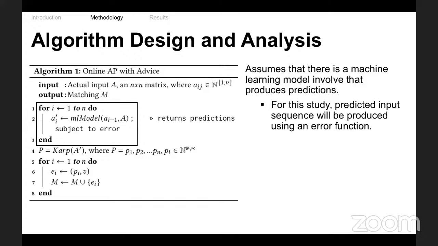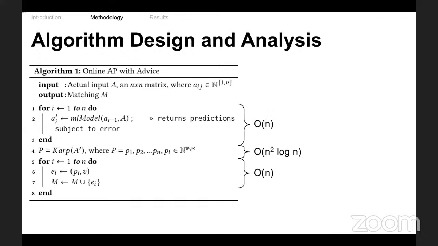And then because this is machine learning, this would be just predictions based on training on multiple matrices that are similar to the actual input A. And then the second part is line number 4, which is from the machine learning model, the A prime.